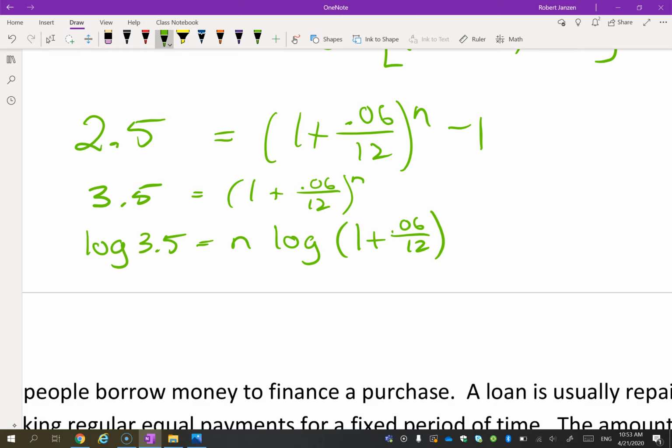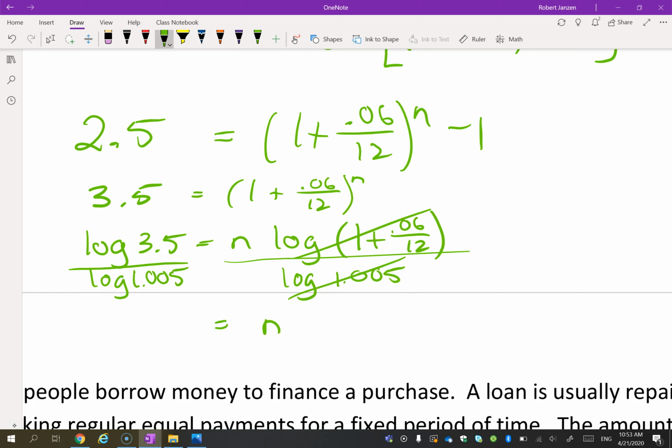Okay, now to get N by itself, I'm going to divide by this. Now you could actually put this thing into the calculator. If you want to do that, let's try it. What's 1 plus 0.06 divided by 12? It's 1.005. So if you like putting that in, and it's a nice number, you can do that. If it's a repeating decimal, I wouldn't do it because then you're rounding off.